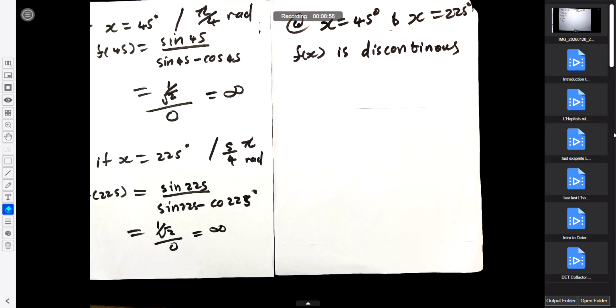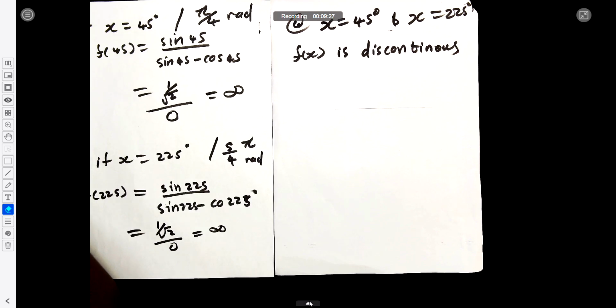So which means that for the question that we must answer, let's check where the function is discontinuous, it's discontinuous at x equals 45 and 225, given this domain of 0 to 360. We can even try another one. Which one can we try? Maybe 275. At 275, what do you get? Just try and substitute 275 and see what you get.